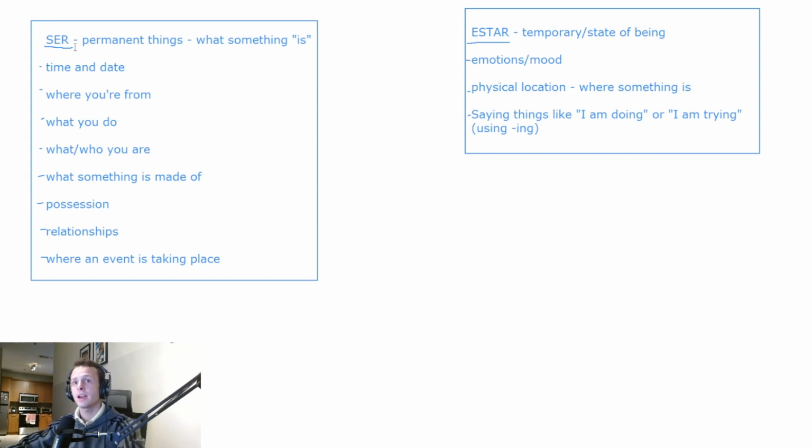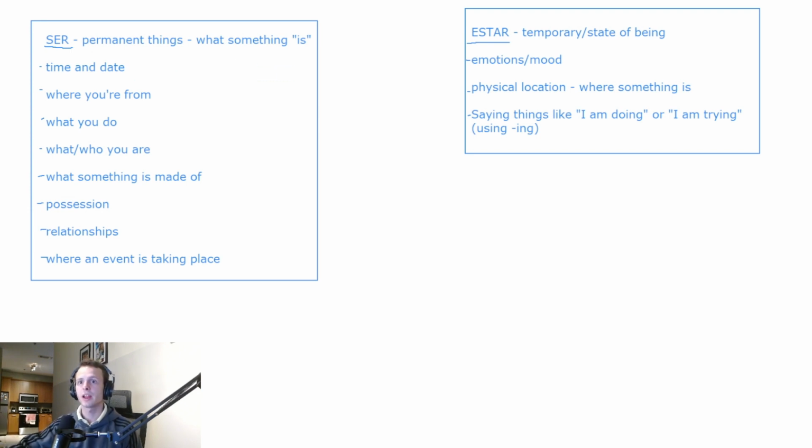So ser, you've probably heard this before, is for permanent things, and estar is going to be explained a lot as something that's temporary. What I like to think of is ser is what something is, whereas estar is how you're feeling or where something is. That's the most basic explanation I can give of it. I'm going to dive in with examples of each point that I've got here, and you can easily take a screenshot of this or write these in your notes, because these are the most common uses of each one. And if you use this guide, then it should be pretty easy to know which one is going to be triggered in a certain situation.